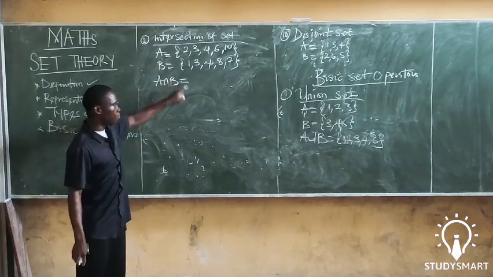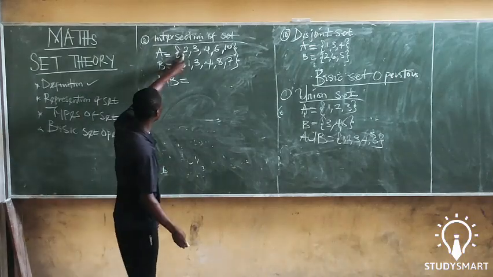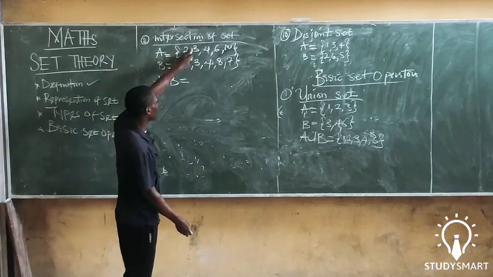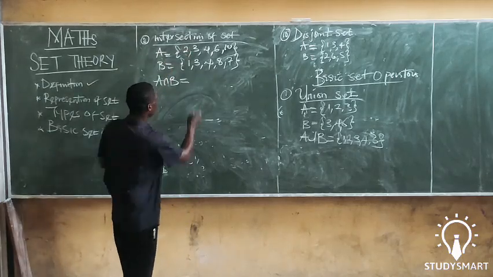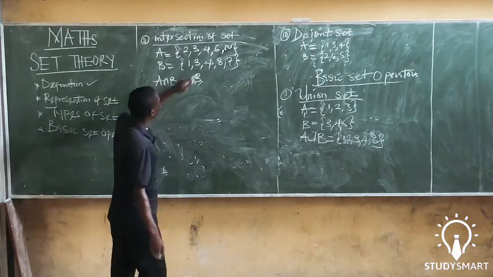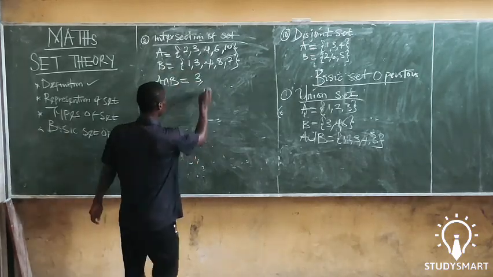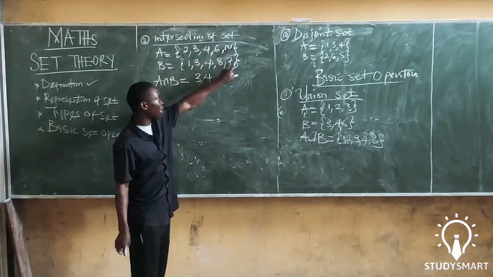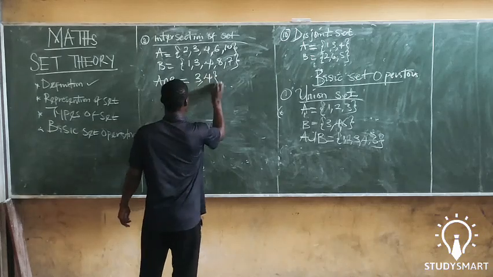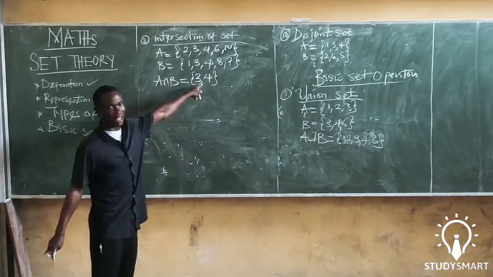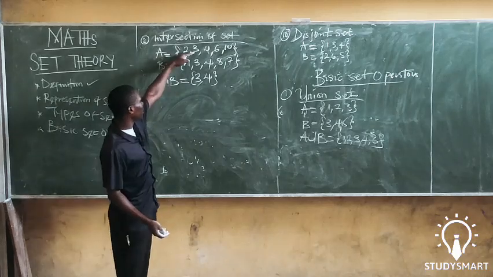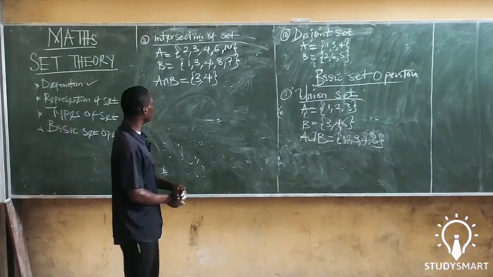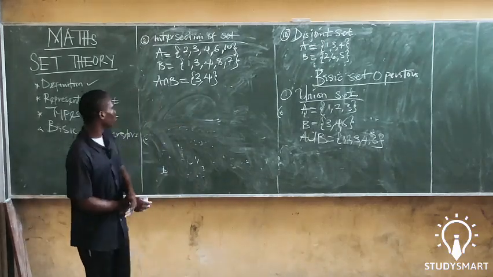Alright? So now I have 2, I have 1, I have 3, and I have 3. So 3 is common here. 3 is in A and also in B. So I'll have 3. I have 4, and I also have 4 in B. So I'll have 4. I have 6, and this is 8. They are not common. I have 10 and I have 7. They are not common. So my intersection of A and B is 3 and 4 because 3 is found in set A and also found in set B. 4 is found in set A and also found in set B.